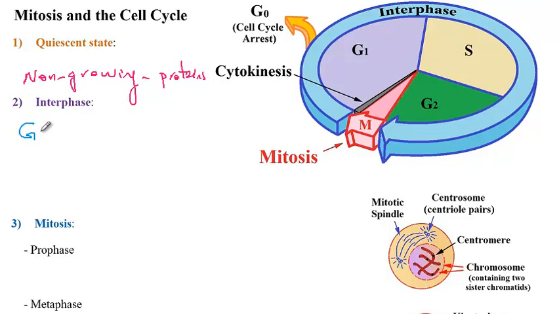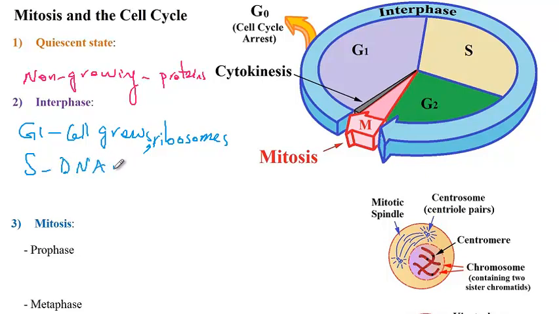G1, during which time the cell grows in size, and it produces more ribosomes and proteins in preparation for cell division. Then we have the S phase, which is the phase that DNA replicates.